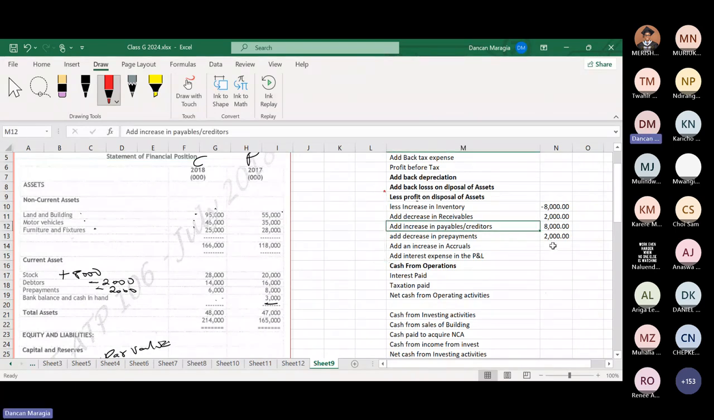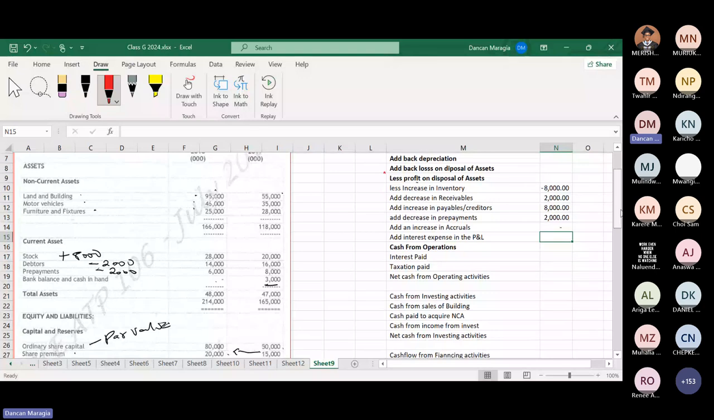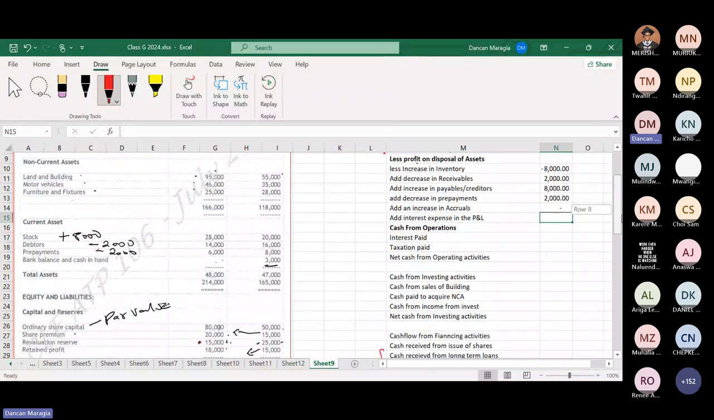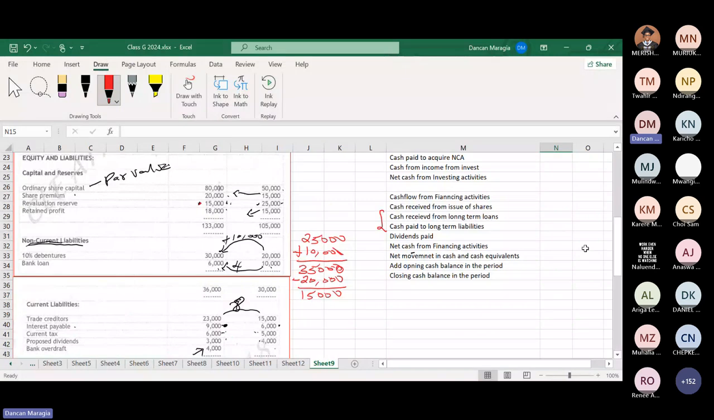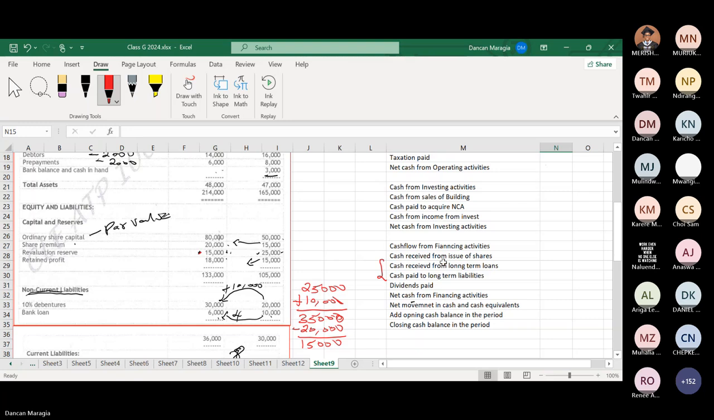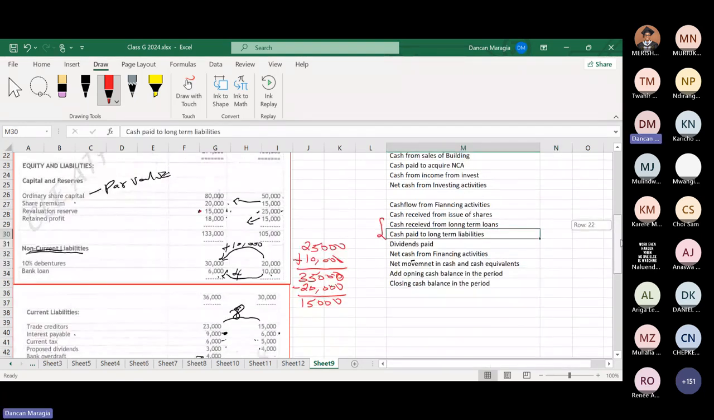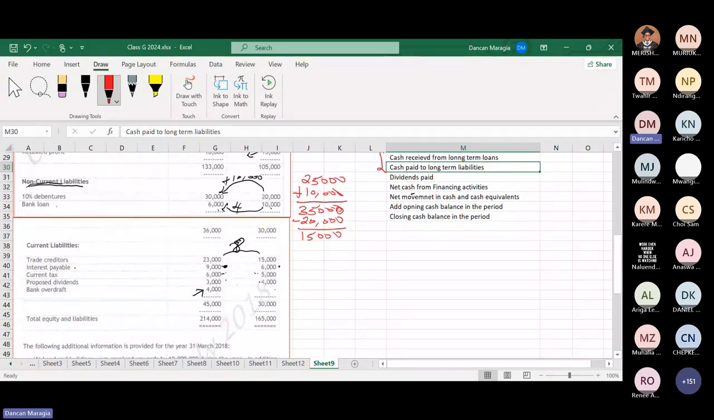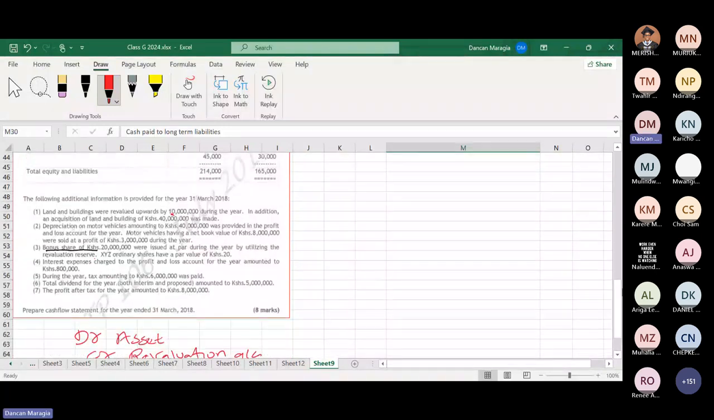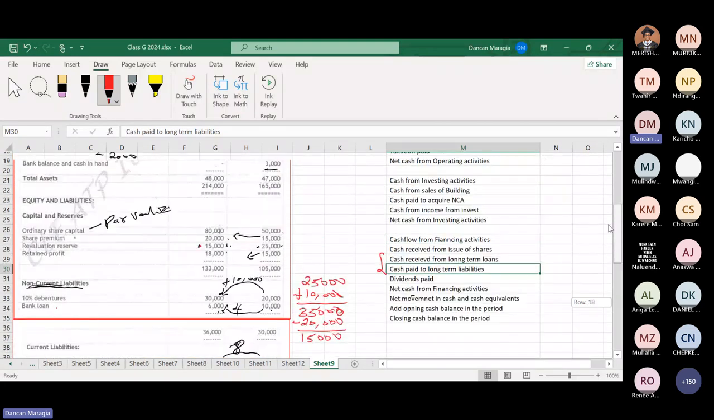So there is nothing on accruals, it is 0. If you know the format, sometimes you can never spell 0. Then we get cash received from long-term loans and any cash paid to long-term liabilities. There were long-term liabilities of debentures and bank loan. What you only need to check is whether there is any other information about them in the additional information. I don't see any information regarding them, so we go back and check them.